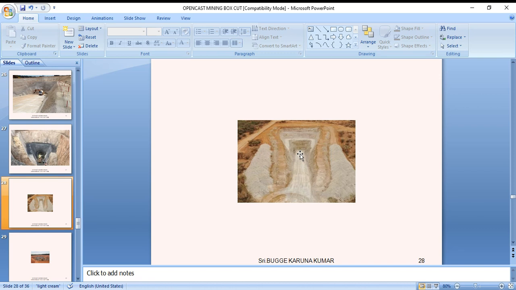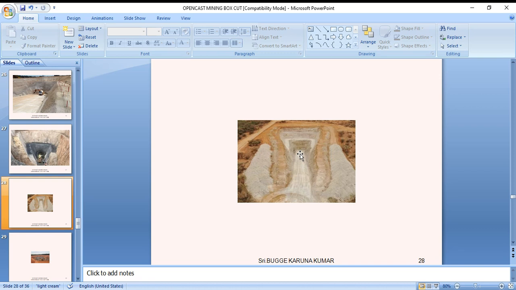The distance of the hauling is also important. The system of handling of overburden soil and rock, and also the handling of the mineral, and the working of a number of phases. So the overall economy, these are also to be kept in mind.